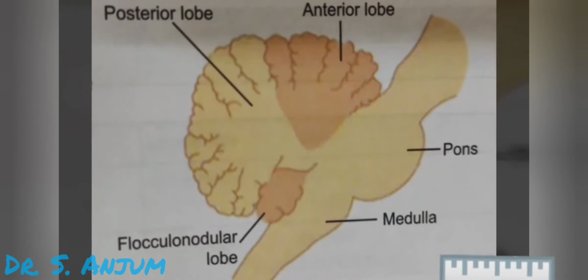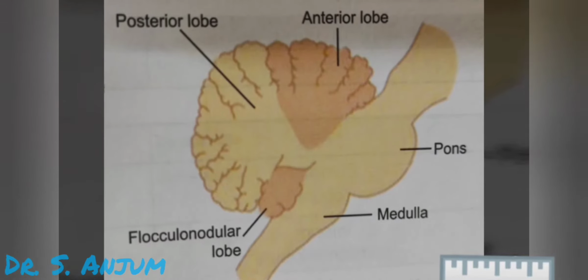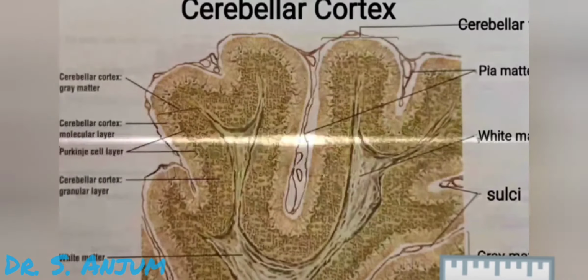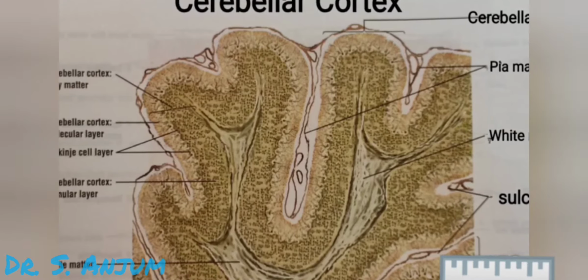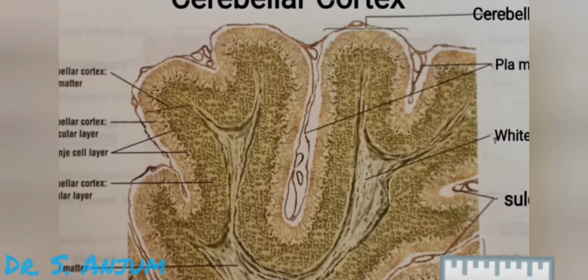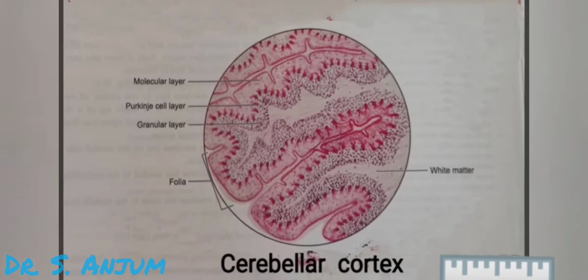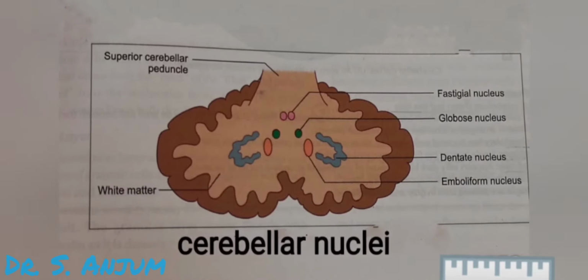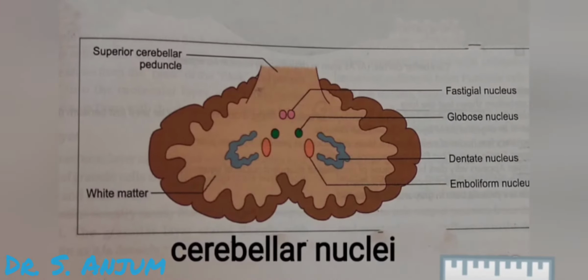So, the cerebellum exhibits numerous deeply cannulated folds called cerebellar folia, which are separated by sulci. You can see here there are the folia and sulci. The depressions are called the sulci, and these cerebellar folia and sulci are covered by the pia mater. Now come to the nucleus. There are 4 types of nucleus: dentate nucleus, emboliform nucleus, fastigial nucleus, and globose nucleus.